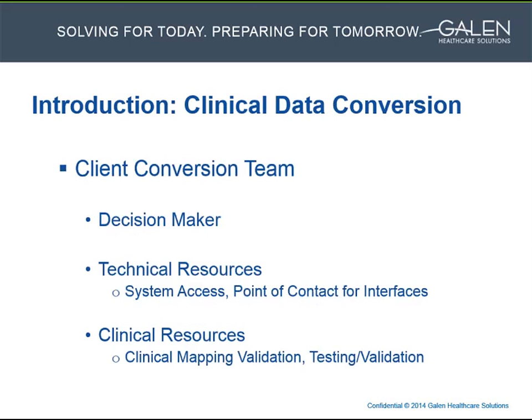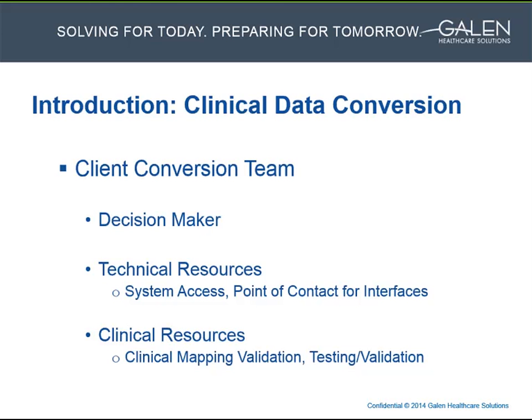The client side of the conversion team needs the following. The team needs an identified decision maker for all the decisions that will be made throughout the conversion lifecycle, related to things like scope adjustments, timelines, and processes. The client needs to have a technical resource to help with the system access and someone responsible for working with the interfaces between the systems.